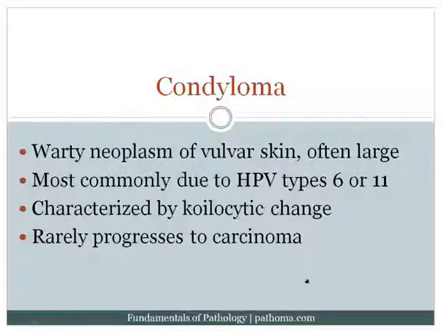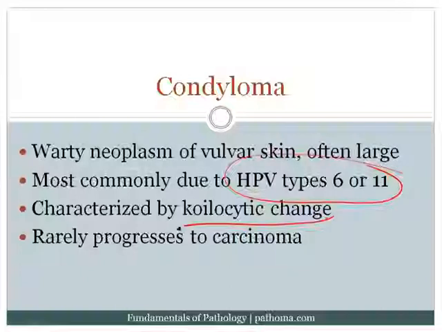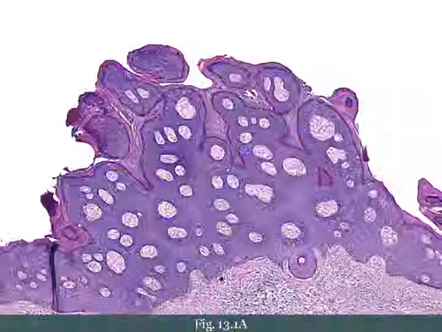So condyloma, what is it? It's a warty neoplasm of vulvar skin. It is often large, most commonly due to HPV 6 or 11, again characterized by koilocytic change, and it rarely progresses to carcinoma. Now I'd like to remind you, it's a low risk. Low risk means there still is a risk, so it's not zero risk, it's low risk, but it rarely progresses to carcinoma.